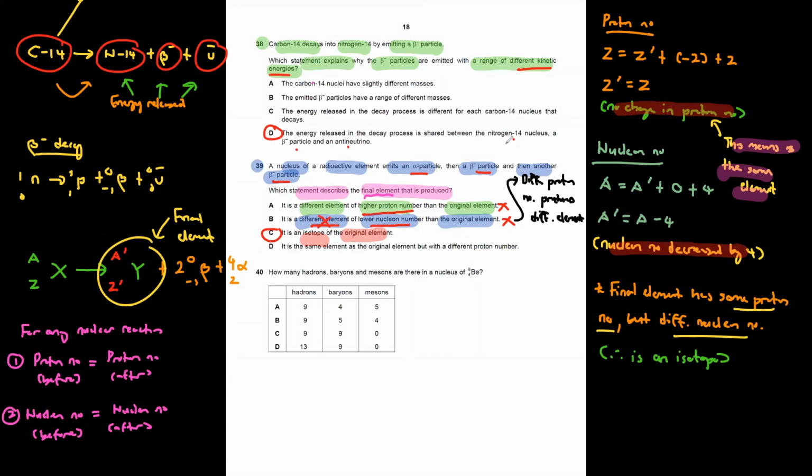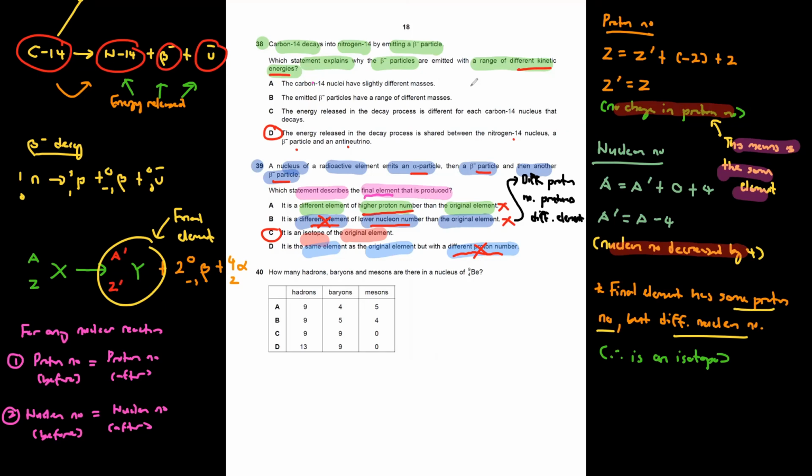Then you look at the last answer choice D. They say that it's the same element as the original element, but with a different proton number. The only thing that's wrong here is them saying it's a different proton number. We already know that your proton number is unchanged.